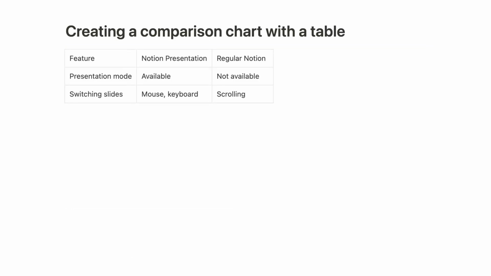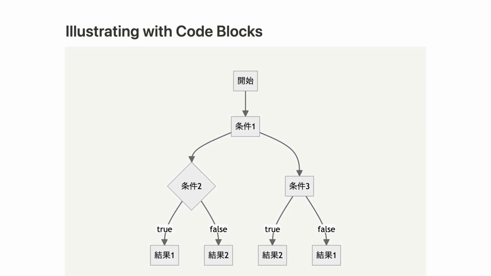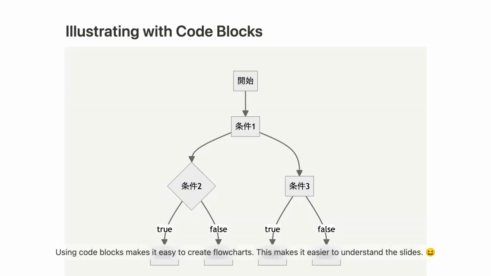Creating a comparison chart with a table. By using a table, you can easily create a comparison chart. Illustrating with code blocks. Using code blocks makes it easy to create flowcharts. This makes it easier to understand the slides.